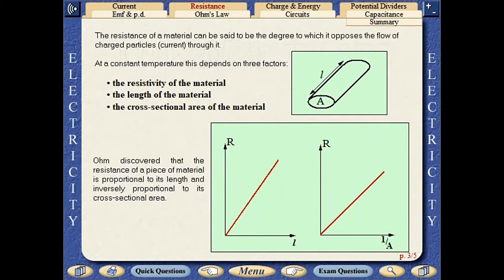The resistance of a material can be said to be the degree to which it opposes the flow of charged particles through it. At a constant temperature, this depends on three factors: the resistivity of the material, the length of the material, and the cross-sectional area of the material. Ohm discovered that the resistance of a piece of material is proportional to its length and inversely proportional to its cross-sectional area.